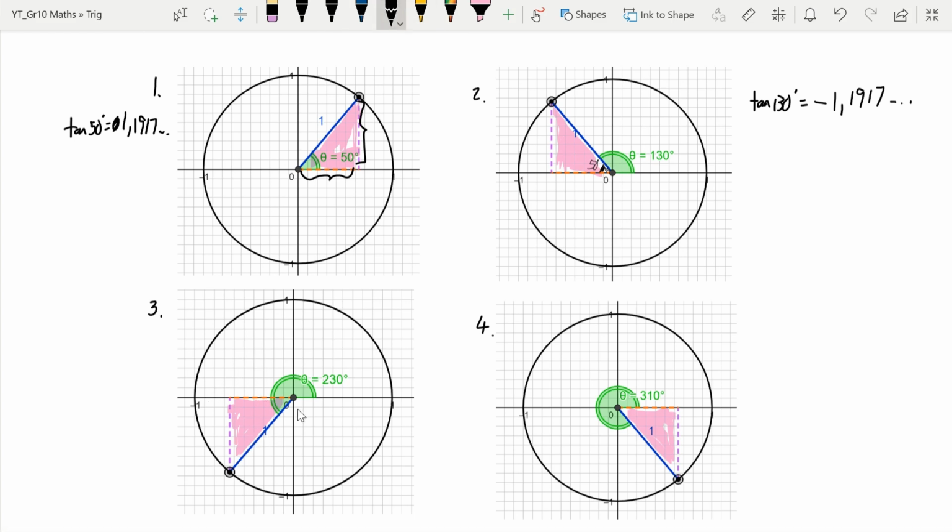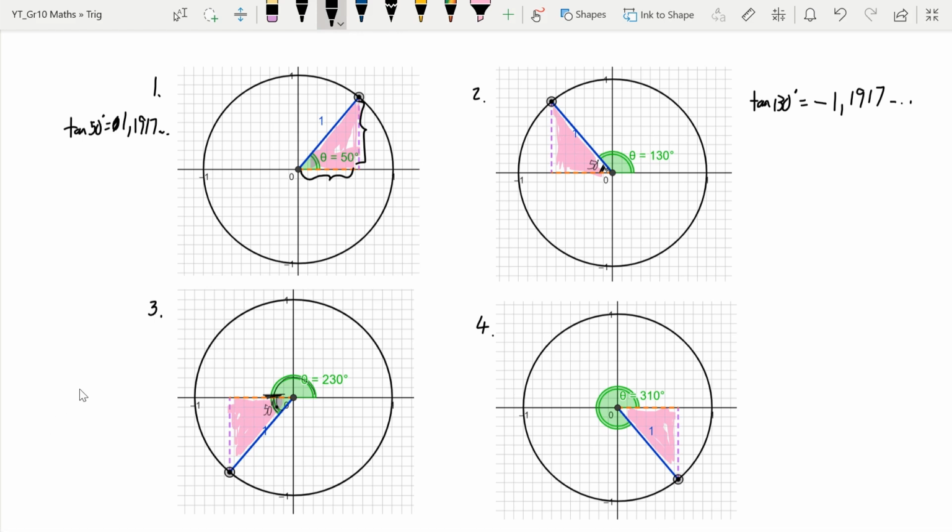Onto number 3 rather, into this triangle, that acute angle over there is 50 again. It's a congruent triangle. Why is that? Because if I take from there to there is 180, the straight line, right? And if I add 50 degrees to that, it would land me up at 230. That gets me all the way into the third quadrant.